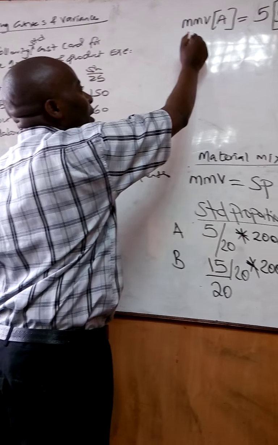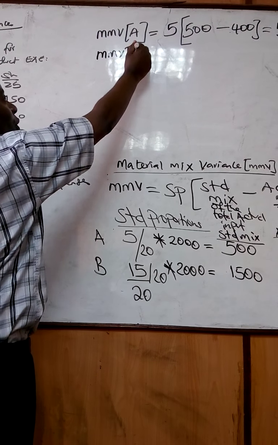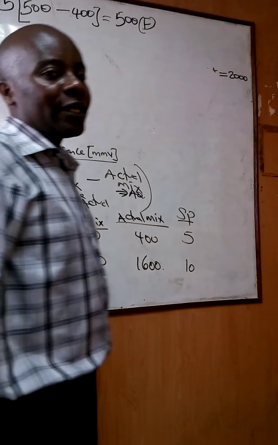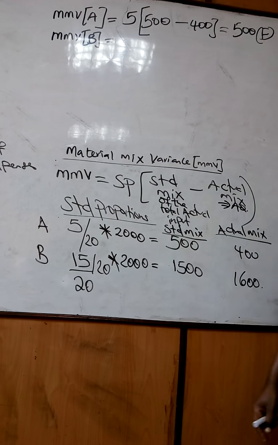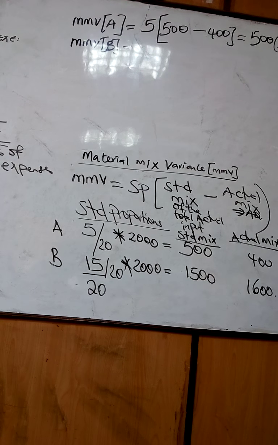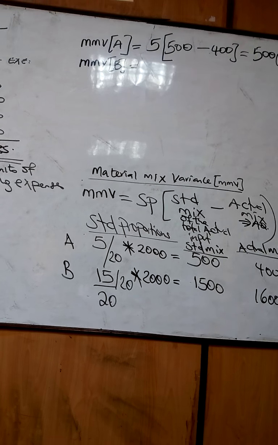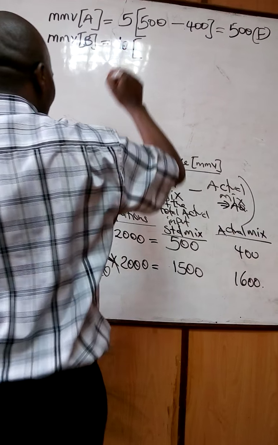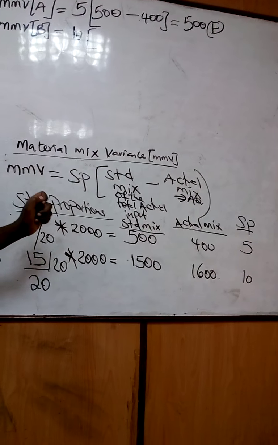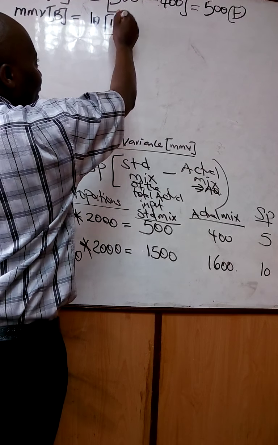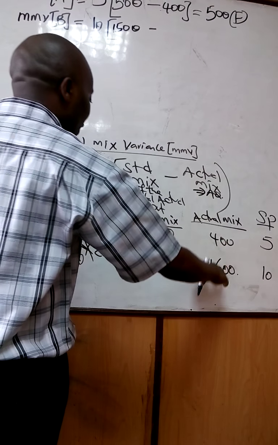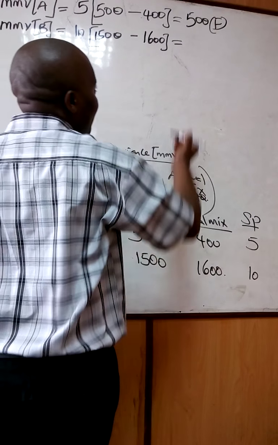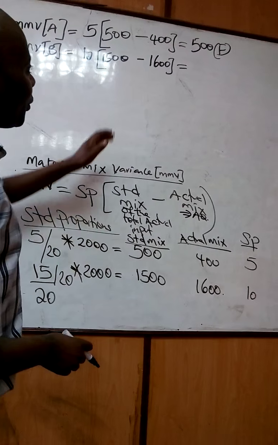From there we have the material mix variance for which one here, somebody? For B. Material mix variance for B. Follow the formula. Do we have the standard price of B? How much? 10 into, do we have the standard mix of B? 1500 minus the actual mix, which was what here, somebody? 1600.